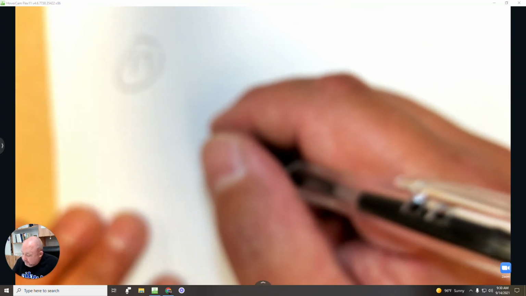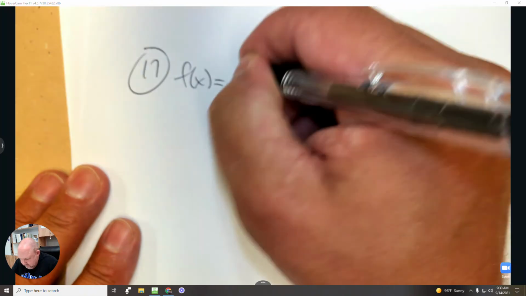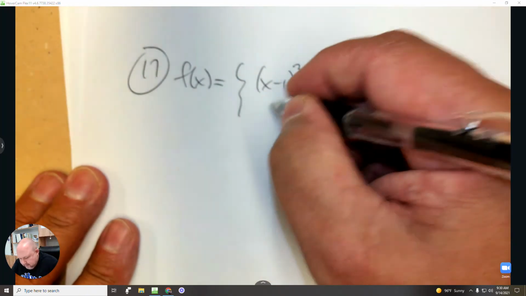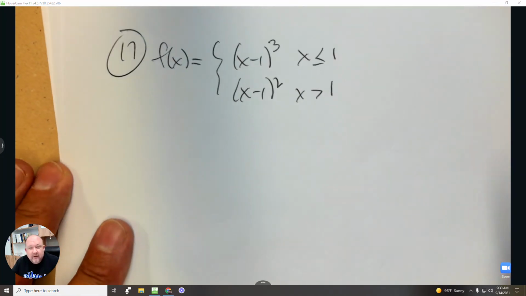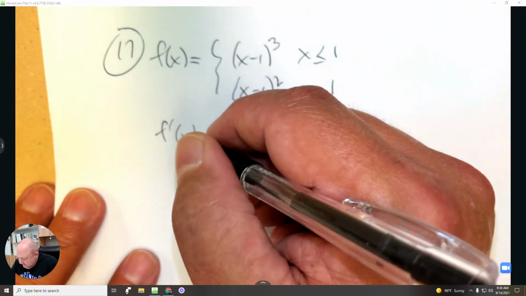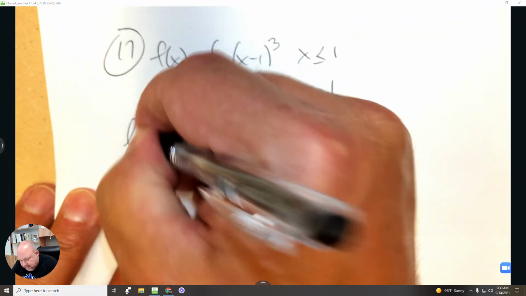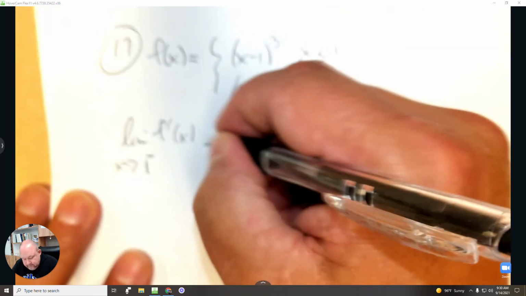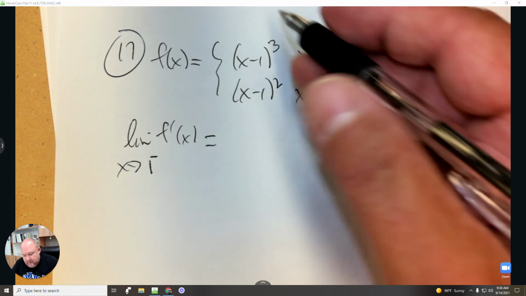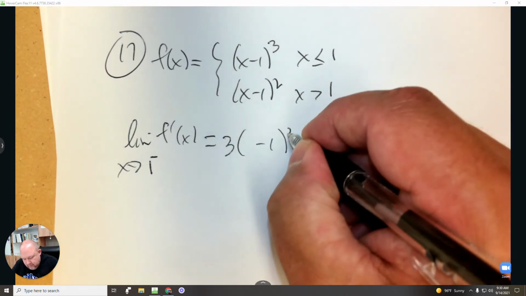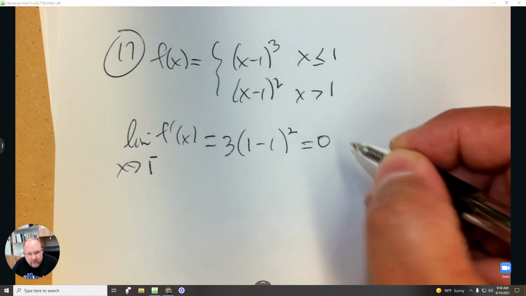In number 17, what is the derivative of the function from the left? So we have a function, x subtract 1 cubed and x subtract 1 squared. And it says, what's the derivative from the left? We could actually write that as a limit. So the derivative is 3(x minus 1) squared, and that's it, no hook, and then plug in 1, and so the answer is 0.